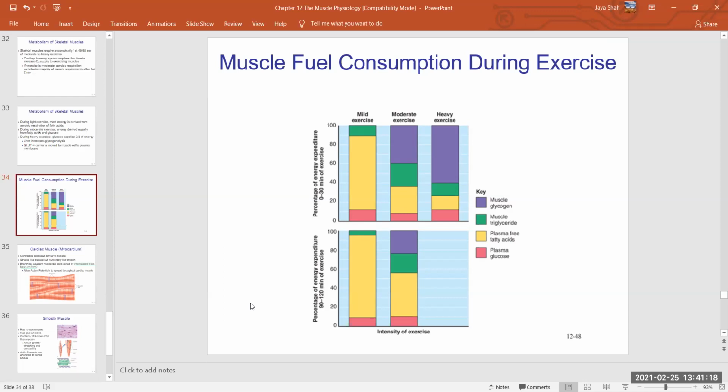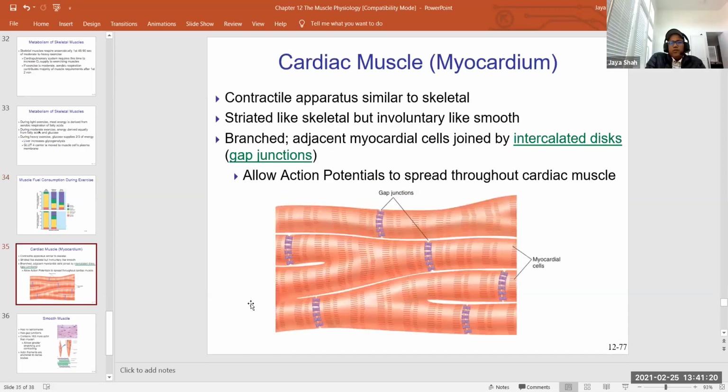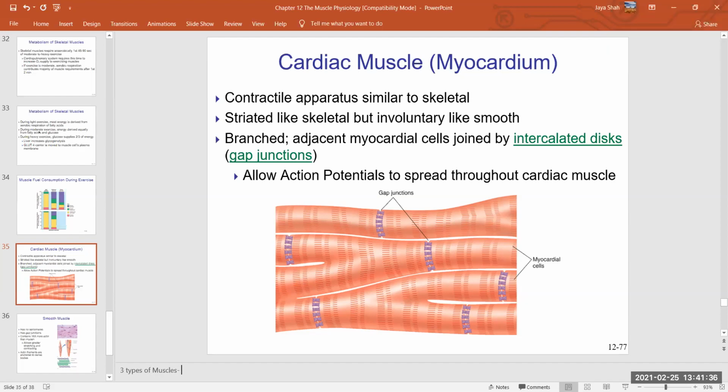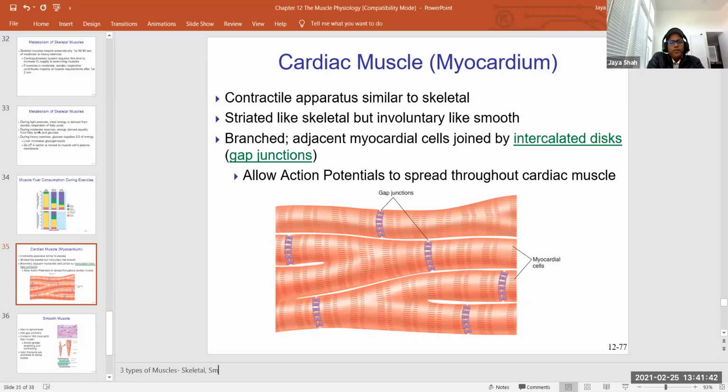Okay, thank you. Now, another kind of muscle, we have cardiac muscle. So we have three types of muscles: cardiac, skeletal, and smooth muscle.